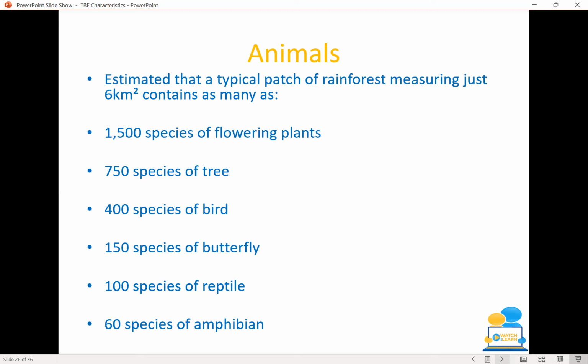So this is why the tropical rainforest is so important ecologically, and why we should be trying to preserve it as much as possible, because it is home to so many different plants and animals.